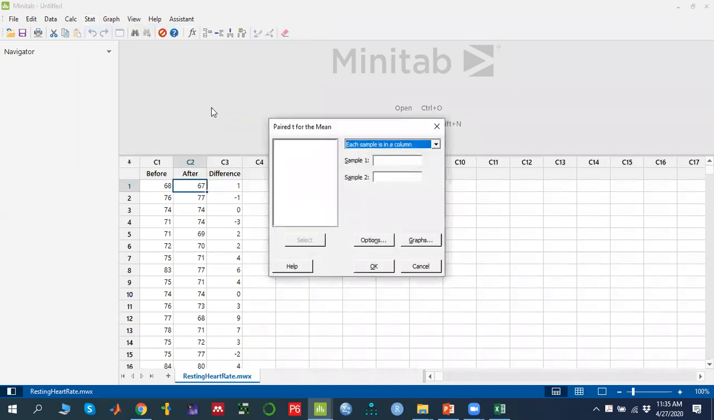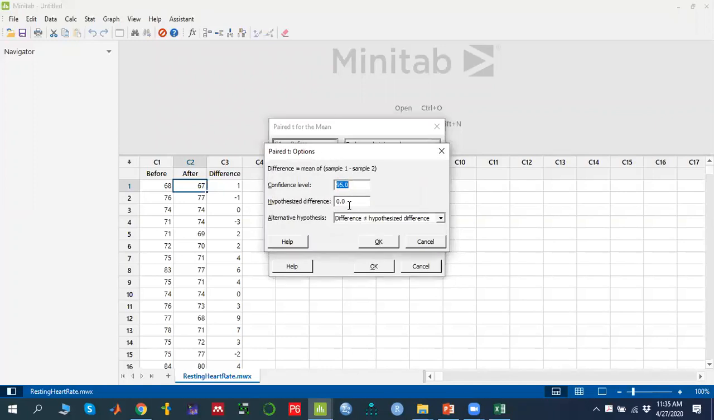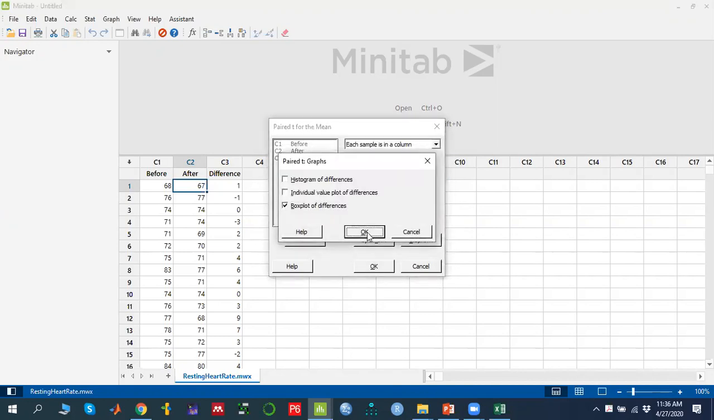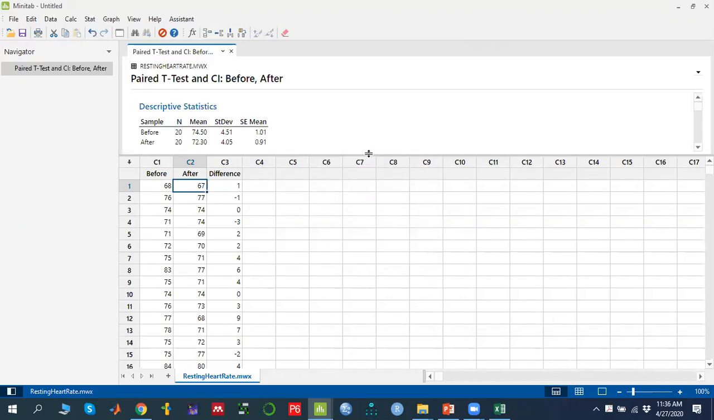Remember that before applying paired t-test, you need to check the normality, because we already have seen how to apply the normality. So right now I'm assuming that the data is normal. And we have entered both the data in separate columns. So before in sample 1 and after in sample 2, and we have the options, that is the difference is 0, that means mu d is equal to 0, and it's a two-tailed test. In graph I am clicking box plot, press OK and press OK.